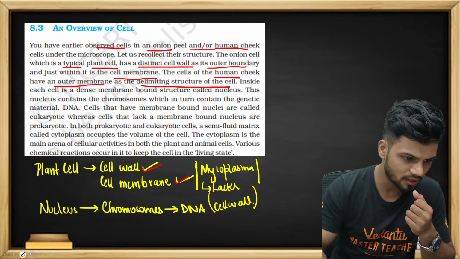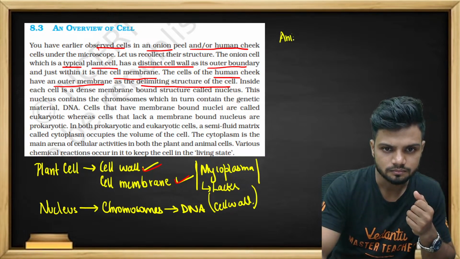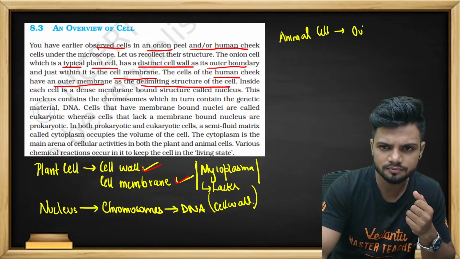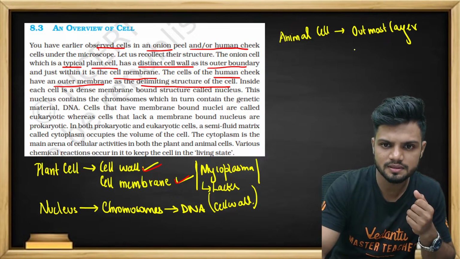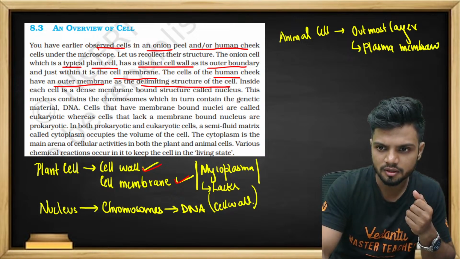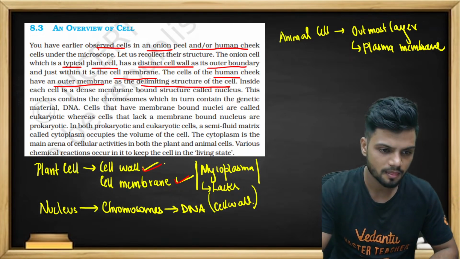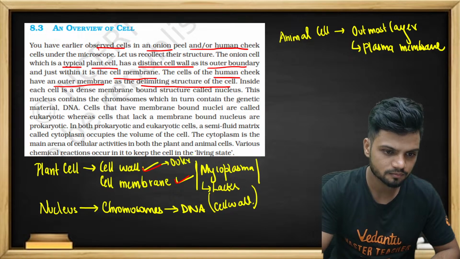Tell me, students, in the case of an animal cell, which is the outermost layer? The outermost layer in the case of an animal cell is the plasma membrane. But in the case of your plant cell, it is the cell wall. The cell wall is the outermost layer.